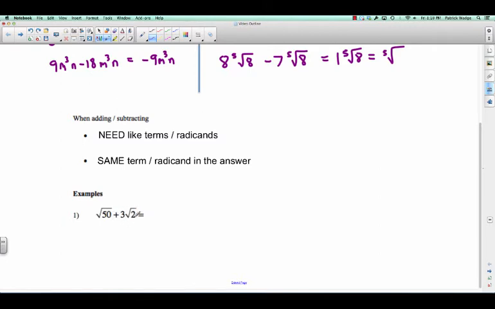These are not like radicals. They have different radicands. So, can we do this? Looks like no. But don't give up. What do you have to do before you give up? You have to put them in simplest form. You've got to simplify these radicals.